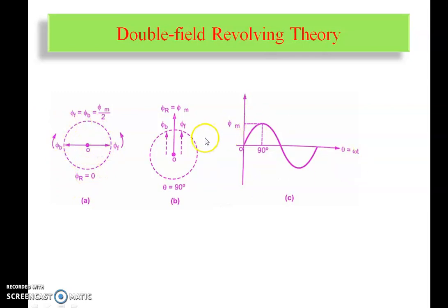But what is happening here? Now the components of both fluxes have the same direction. Both we call parallel, the same directions. So here the addition will create the addition of the main fluxes. That means phi f plus phi b becomes phi m. At 90 degree, you will get phi m as the maximum value. Again, for the next step, what happened?